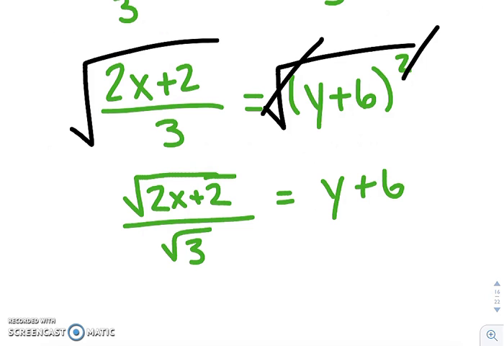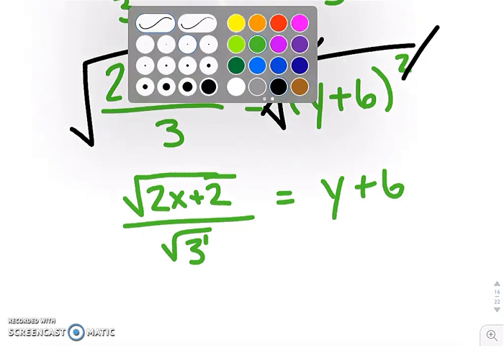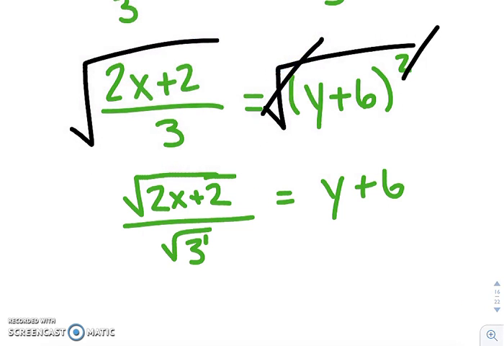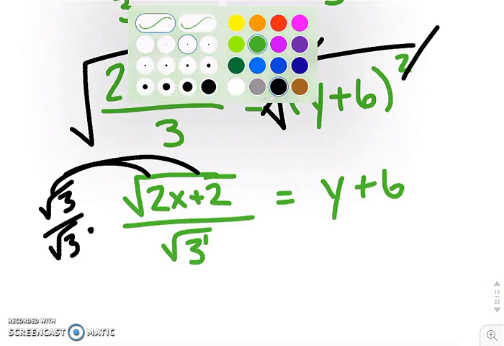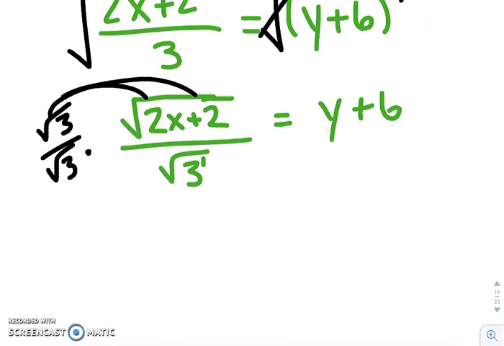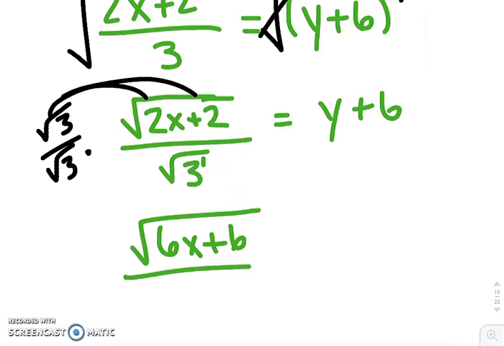So we have a square root of 3, which is like 3 to the first, right? So we just need to multiply and rationalize this left-hand side. So we're going to multiply both the numerator and the denominator by square root of 3. The bottom will now be rationalized. The top will become the square root of 6x plus 6. On the right, we still have y plus 6.